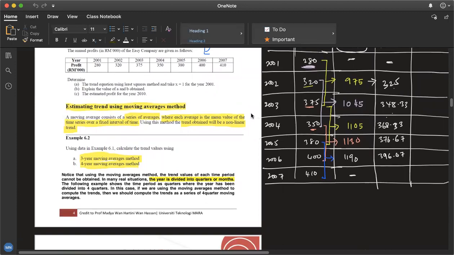So, untuk video ini, saya akan tunjukkan macam mana nak mengira seasonal variation, estimating seasonal variation. Right.